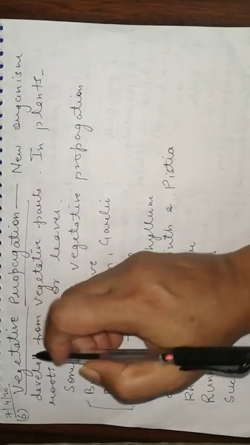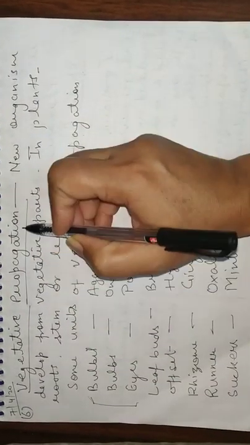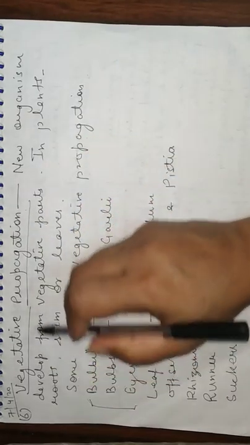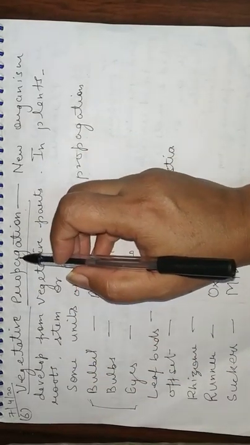Good morning, students. In the previous class, we studied the types of asexual reproduction: fission, fragmentation, budding, regeneration, and spore formation. The last one, vegetative propagation, we start today. Now, what is vegetative propagation?